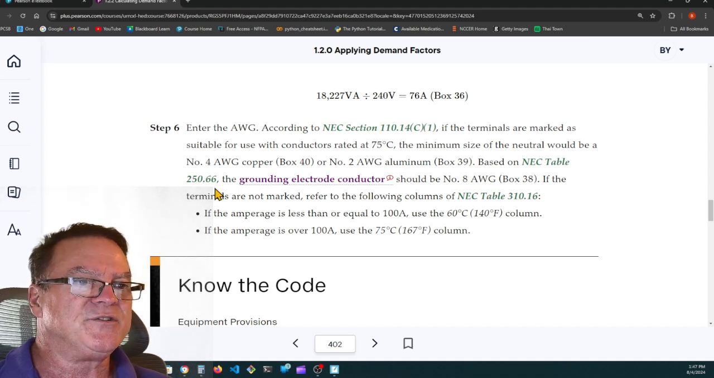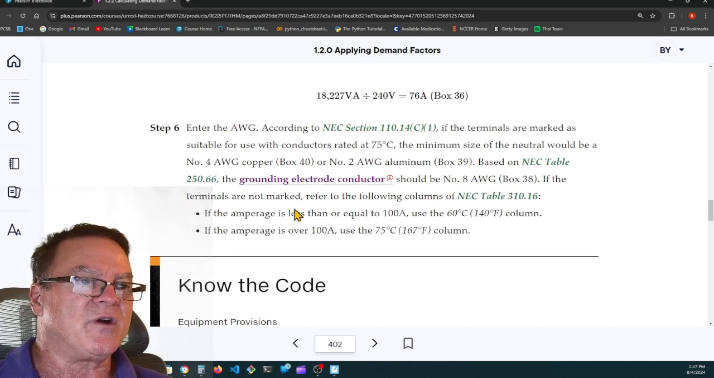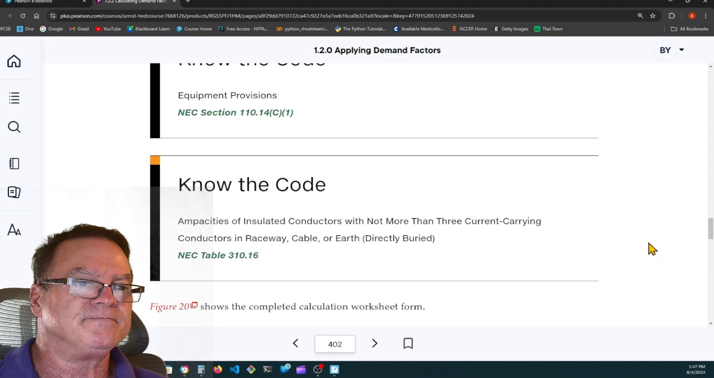Based on Table 250.66, the grounding electrode conductor should be a number 8 gauge. If the terminals are not marked, refer to the following column of NEC section 310.16. If the amperage is less than or equal to 100 amps, use the 60 degrees Celsius column. If the amperage is over 100 amps, use the 75 degrees Celsius column.